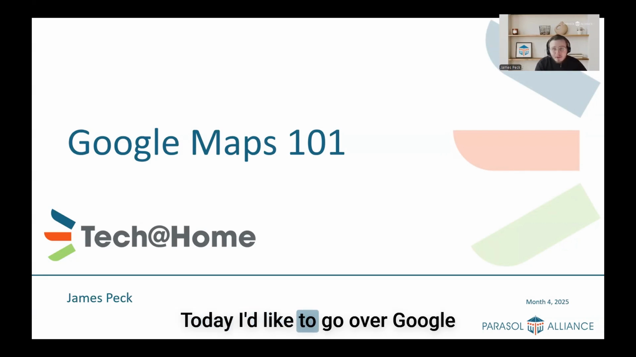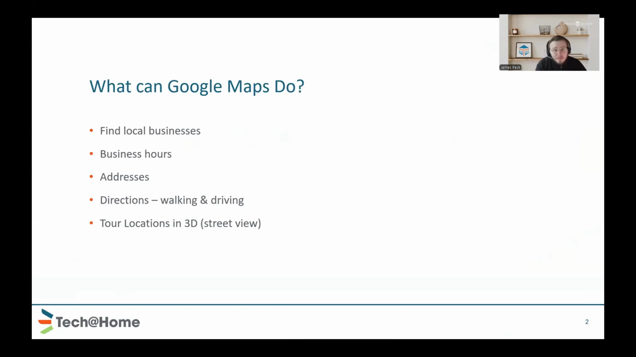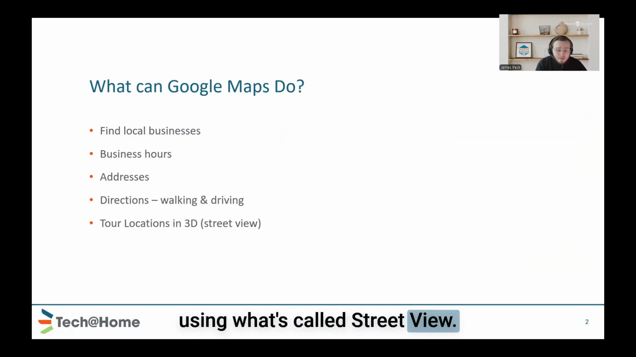Today, I'd like to go over Google Maps and give you a short rundown of what the app is, what you can do with it, and how to use the most basic functions. So what can Google Maps do? Google Maps can be used to find local businesses near you or in any particular area. You can find business hours, addresses. You can get live directions, both for walking and driving, and you can tour locations in 3D using what's called Street View.